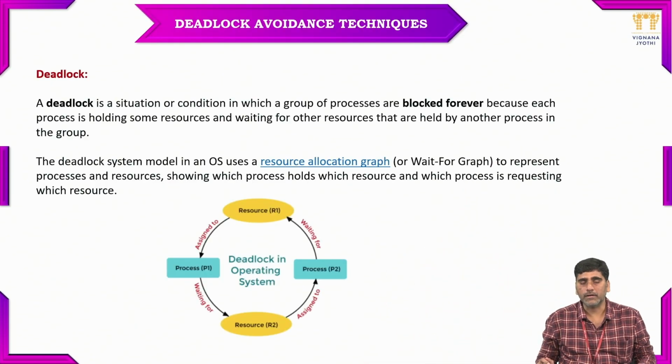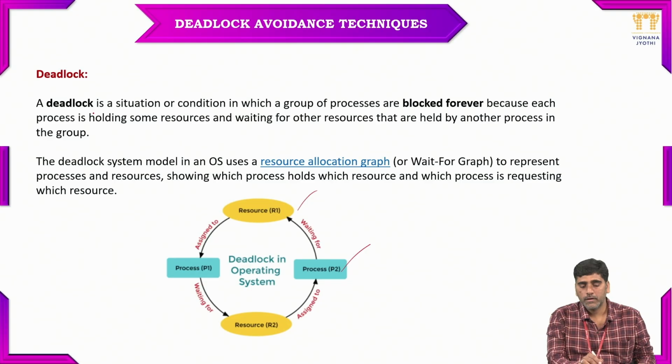So what is meant by deadlock? Generally, deadlock occurs in the operating system component process management. Process management deals with processes and resources, and in between the processes and resources, the deadlock will occur. So what is meant by deadlock exactly? Deadlock is a situation or condition that occurs in between the processes and the resources.